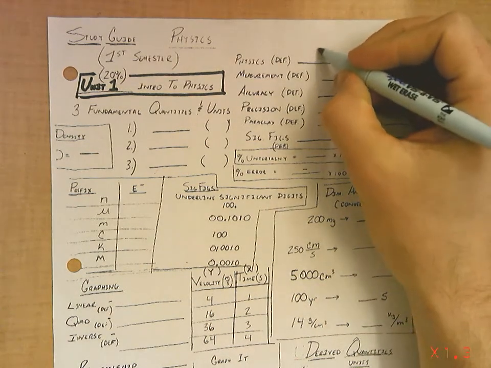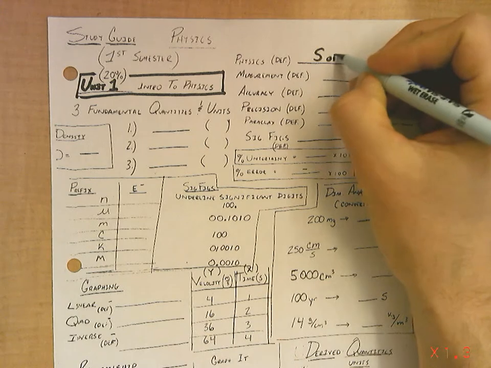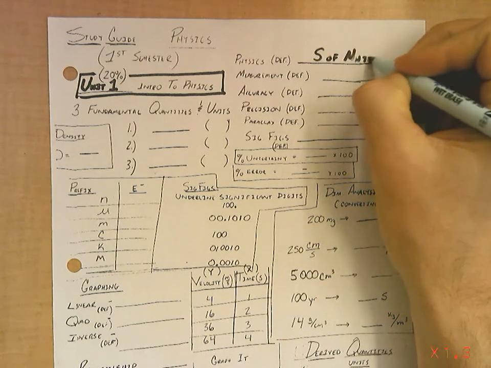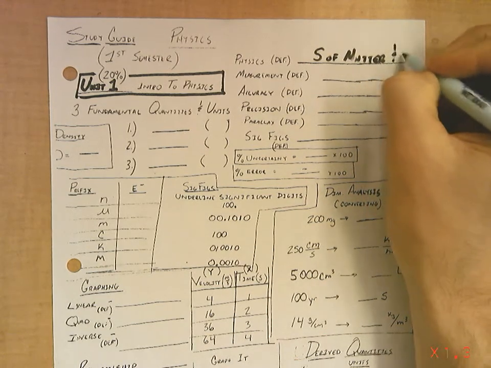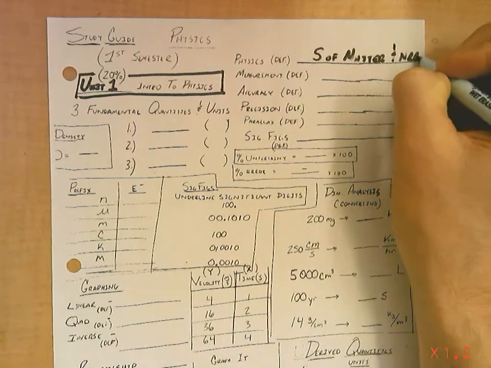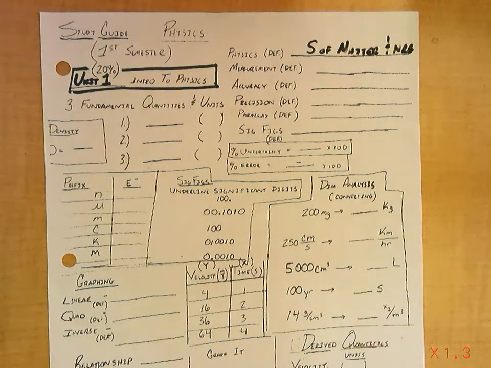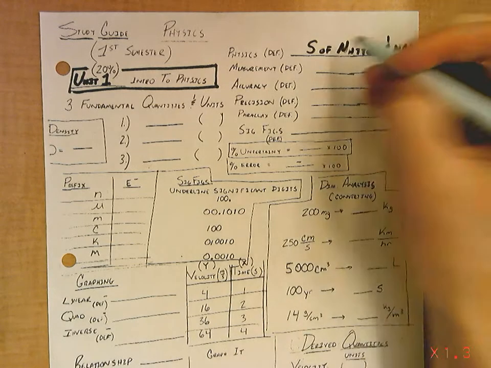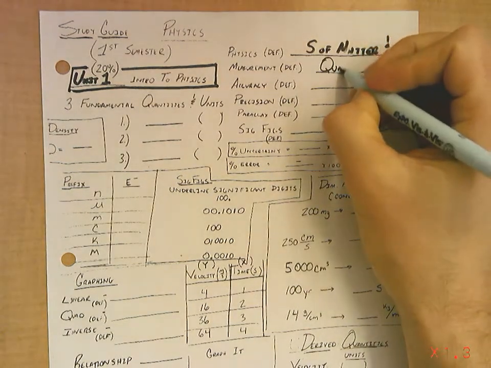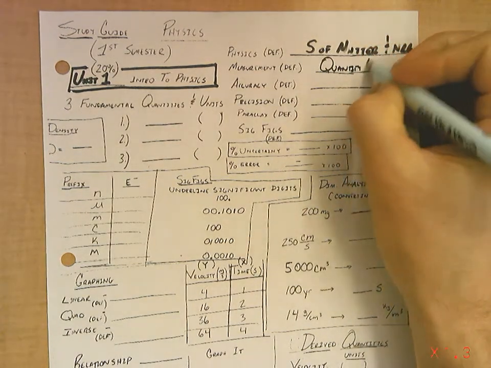Physics is simple. It's the study of matter and energy. So that's one we've had all year long. There shouldn't be any surprises there about that one. It's a piece of cake. Study of matter and energy, physics. Measurement is a quantity plus a unit. So we have to have some quantity and a unit.